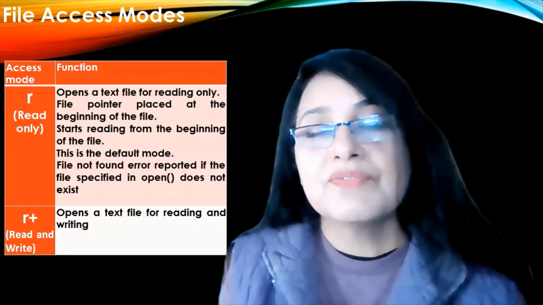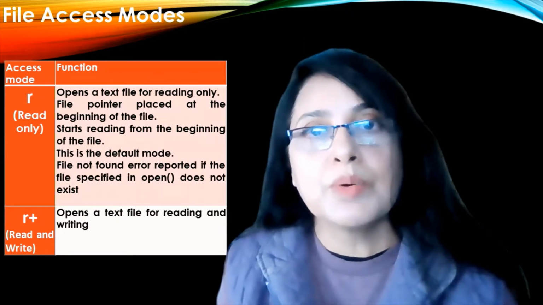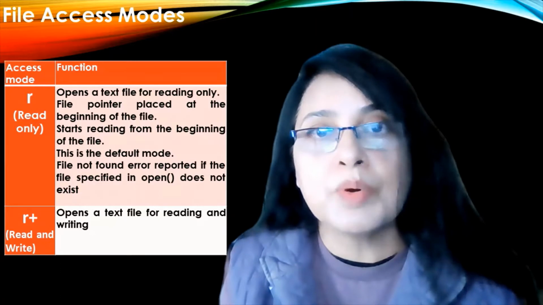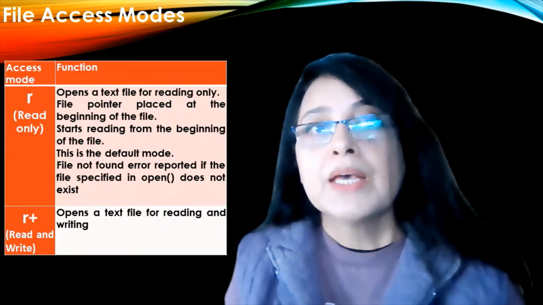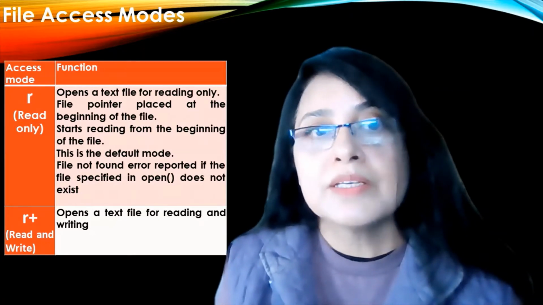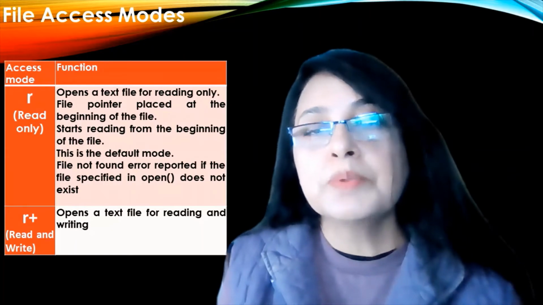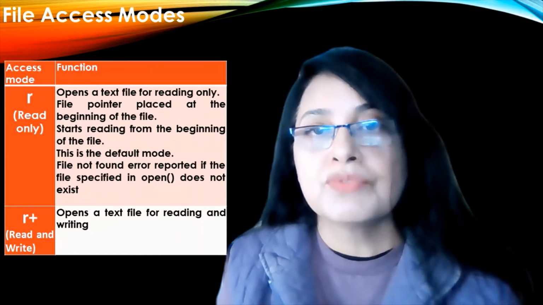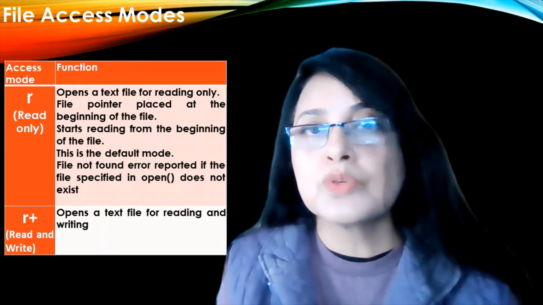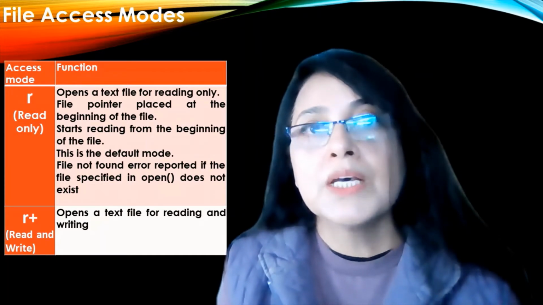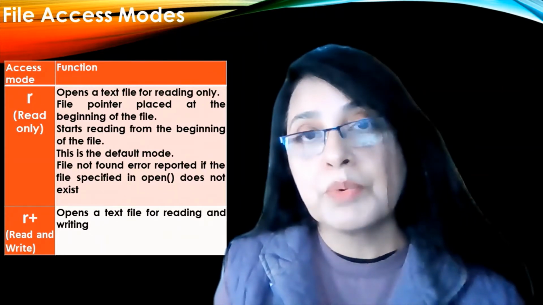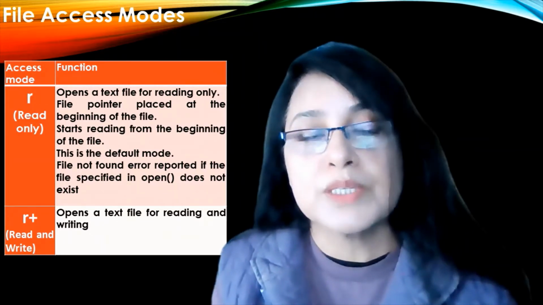We'll now look at file access modes. Whenever we open a file, we need to specify the access mode in which we want to work with that file. The access mode R is for reading, and it opens the file to read only. It starts from the beginning of the file and it's the default mode. So if you do not specify the mode, R is the mode that's taken. File not found error is reported in case the file does not exist.